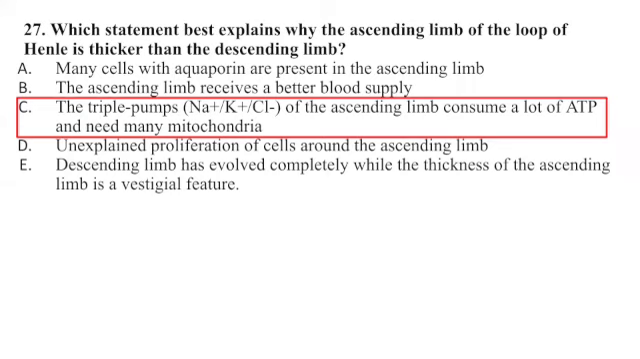ATP is synthesized in the mitochondria. The more mitochondria a cell has, the higher the metabolic rate of the cells, which means there's enough supply of energy for the constant transport of ions.